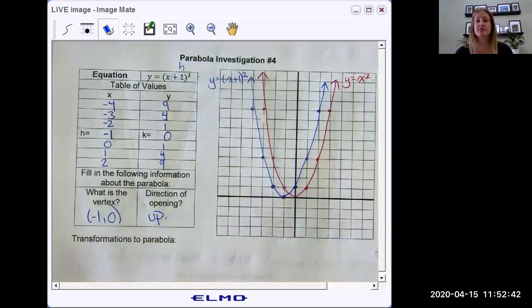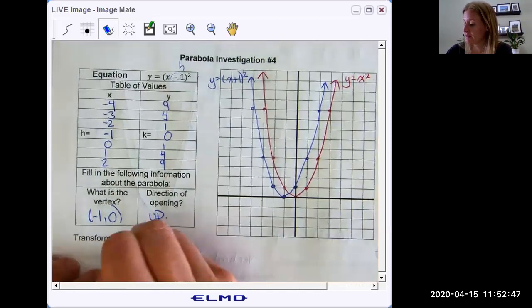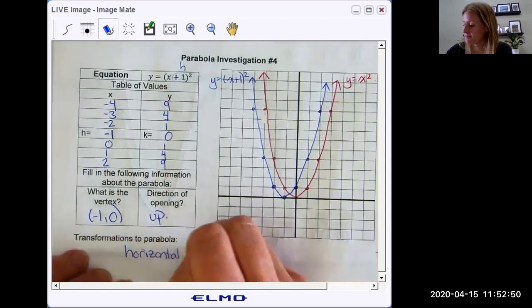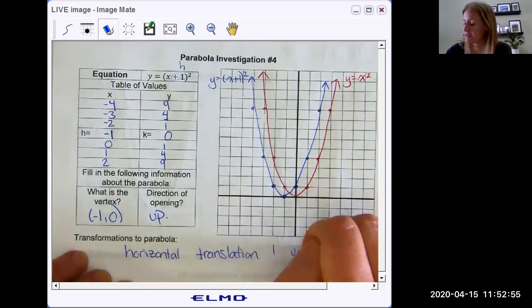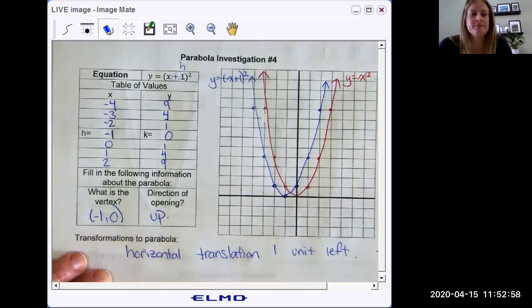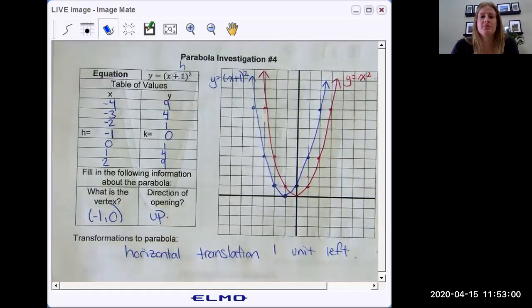Okay, so we're going to call this, now is this moving vertically still? No, it's a horizontal translation. One unit left. And what is that going to be related to in our equation? A, H, or K? It's about our H value. You guys are right.